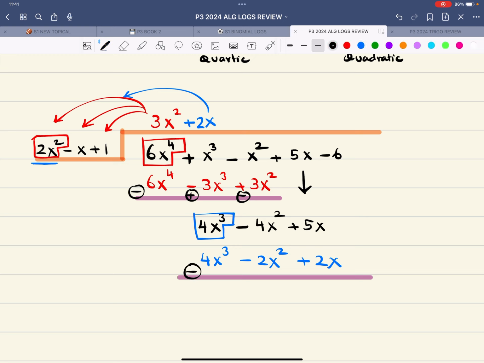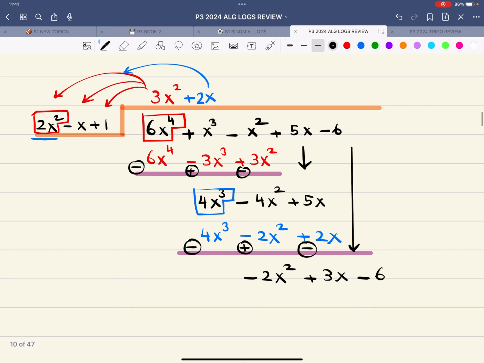So this is negative. This is positive. This is negative. Minus 4 plus 2, that is negative 2x square. 5 minus 2, that is positive 3x. And do one other thing, that is take this whole thing down, which is negative 6 over here. Now repeat the same process. So now let me use a green marker.